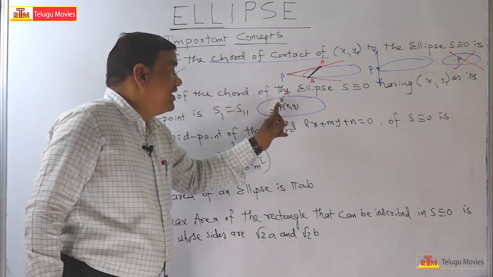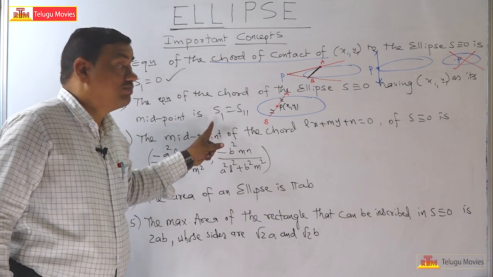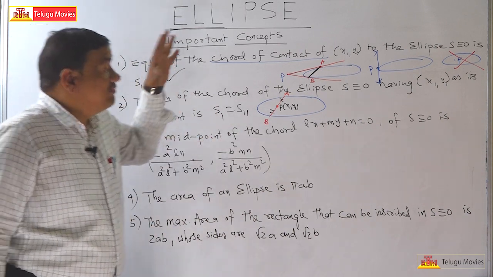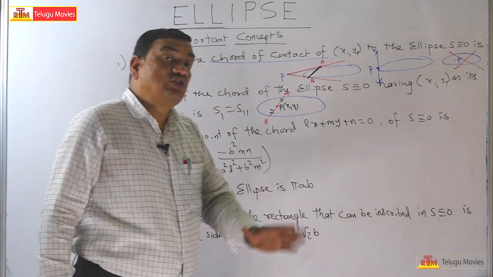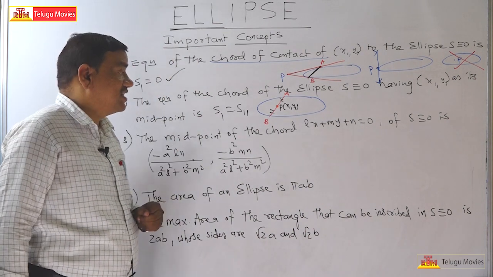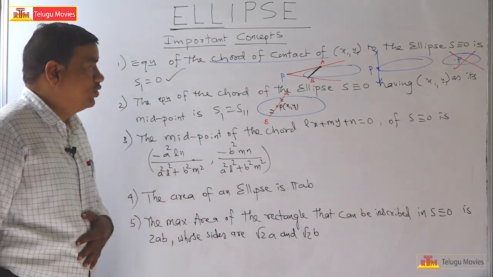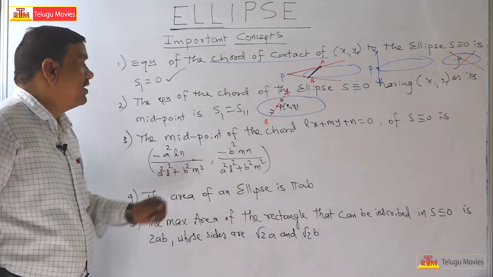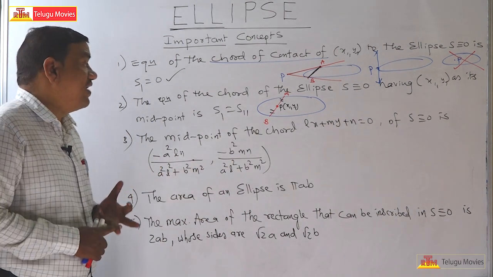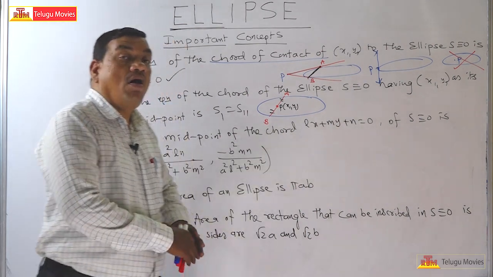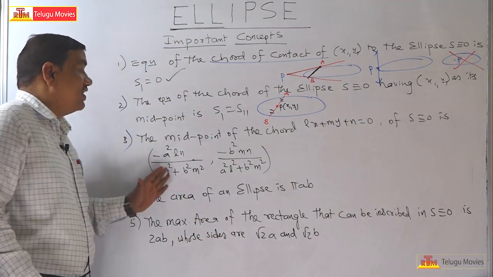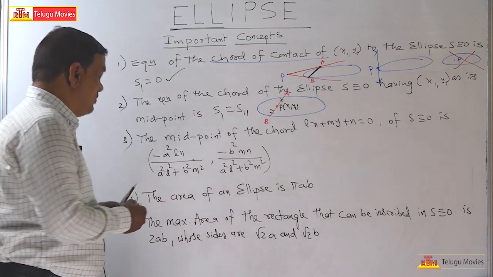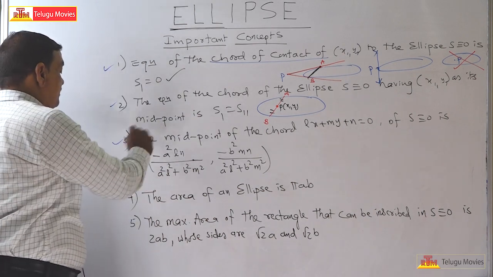So if the midpoint is given, then the equation is S1 is equal to S11. If the equation of the chord is given, that is Lx plus My plus N is equal to 0, then its midpoint is given by the formula. We know the A value, B value, L, M, N, so we substitute all the values here and we will get the midpoint. Okay, now I hope that you understand these three points.